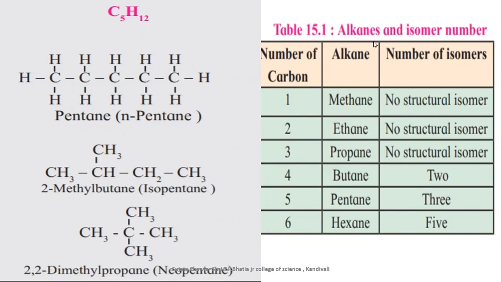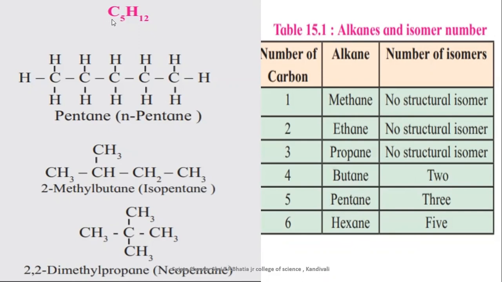So if you see alkanes and isomer numbers, in methane only 1 carbon is present, in ethane 2 carbons, in propane 3 carbons, and in butane, pentane, hexane the number of carbons increases. So more than 3 carbon atoms exhibit isomerism. As we studied, butane has 2 isomers, n-butane and isobutane. Now let us study pentane.